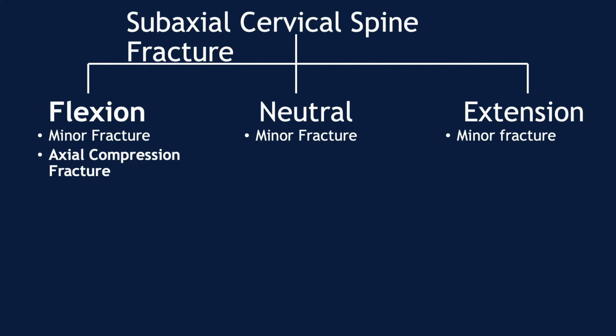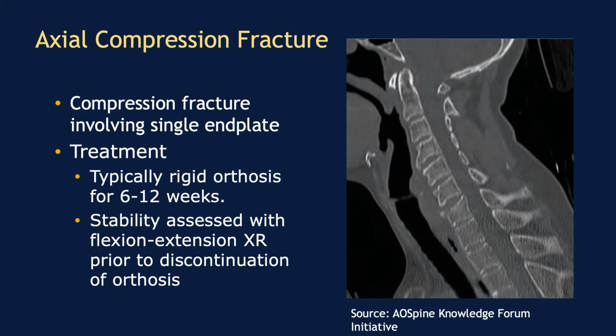Next, we're going to discuss, in the flexion mechanism injury, the axial compression fractures. Axial compression fractures usually involve a single end plate in the cervical subaxial spine. If neurologically intact and no retropulsion of bone, they typically are treated with rigid orthosis for 8 weeks. Flexion extension films are usually obtained prior to discontinuation of orthosis.